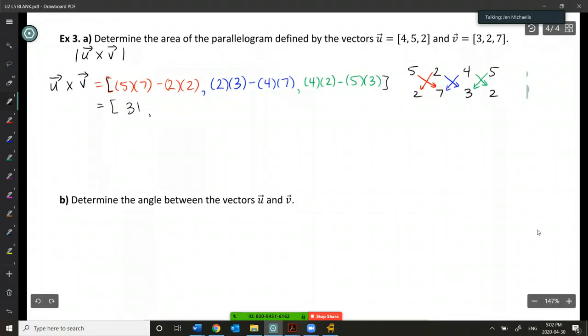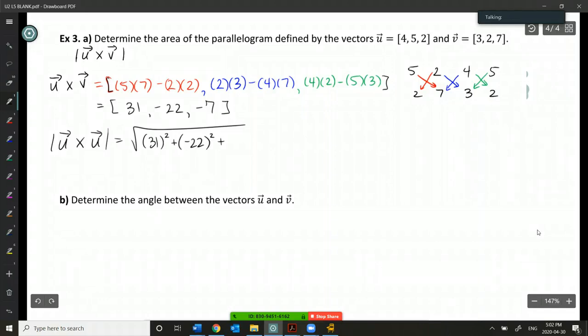So we're getting 35 minus 4, which gives us 31. 6 minus 28, which gives us negative 22. And 8 minus 15, so that gives us negative 7. So we do want to find the magnitude of this. Just as a reminder, we find the magnitude of a vector by taking the square root of the sum of the squares of each of the components.